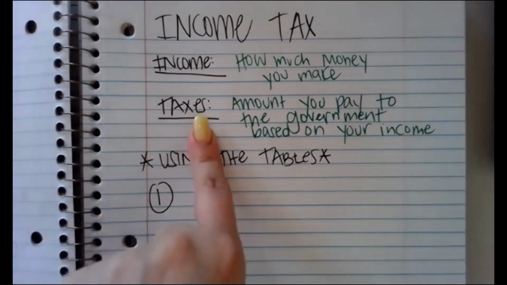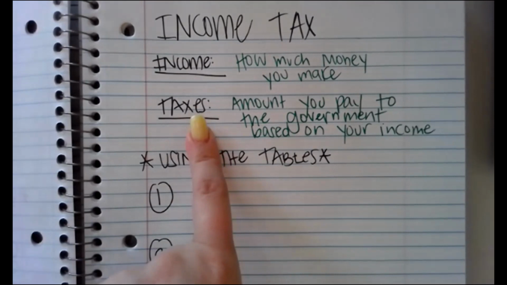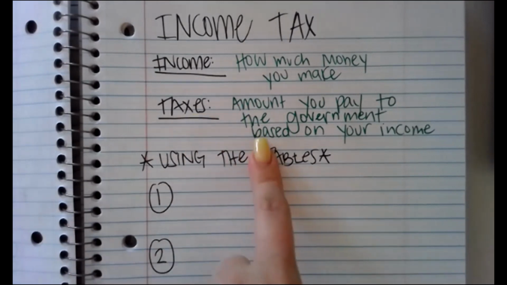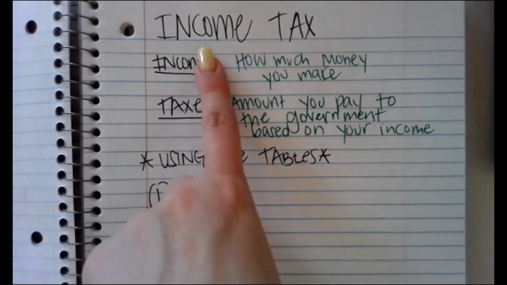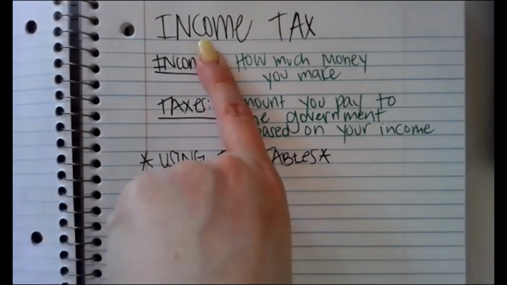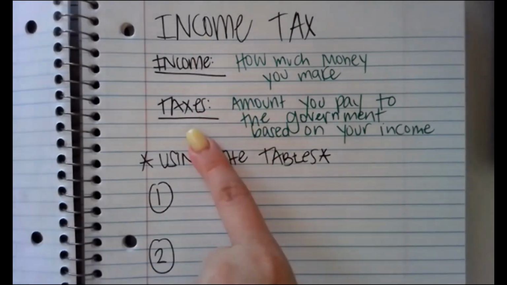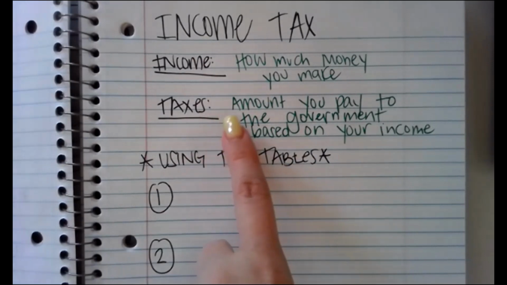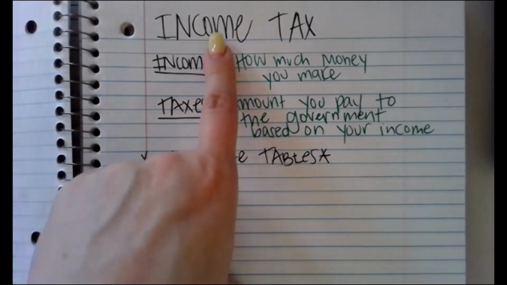Depending on the state that you live in, the amount that you have to pay to the government based on your income varies. Some states have a very high tax percentage on their income. Some states like Texas actually don't have income tax. We do not have an income tax that we have to pay to the state. We have taxes taken out of paychecks for the federal government, for the United States government, but not for the state of Texas.